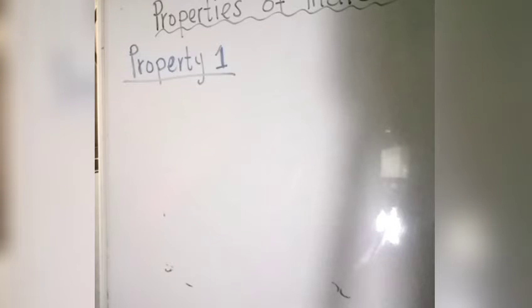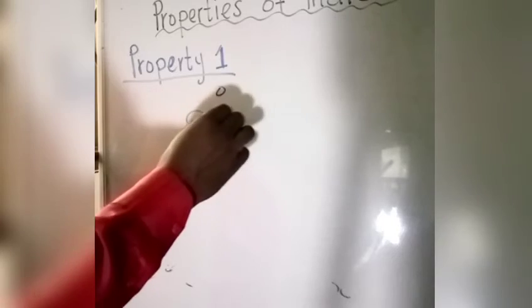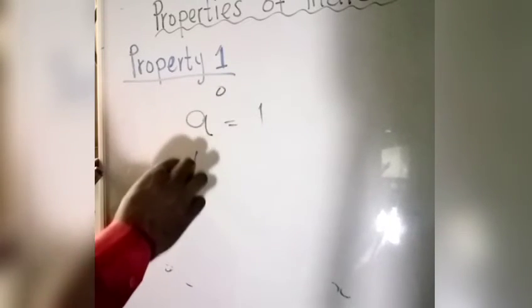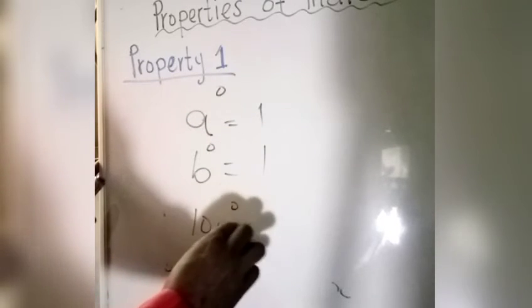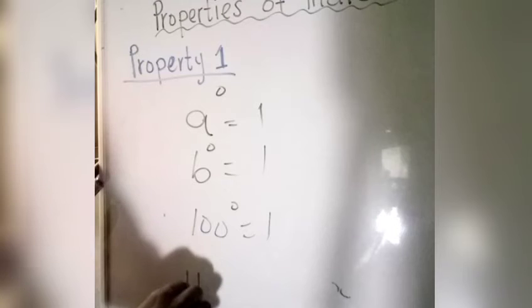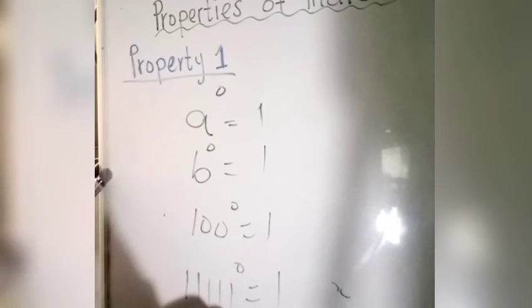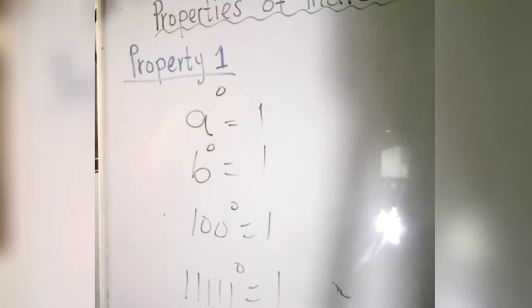So the first property says any number raised to the power 0 is equal to 1. Therefore, a raised to the power 0 is 1, b raised to the power 0 is 1, 100 raised to the power 0 is 1, 1000, 1111 raised to the power 0 is 1, 4000 raised to the power 0 is equal to 1. Any number raised to the power 0 is equal to 1.